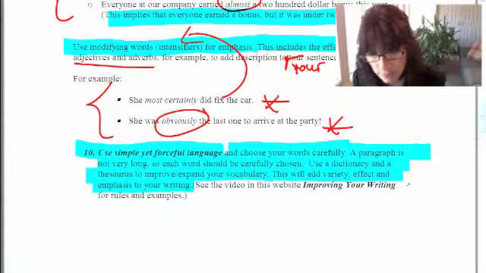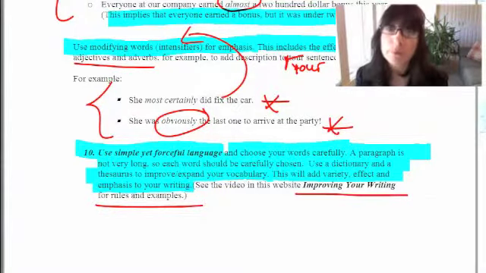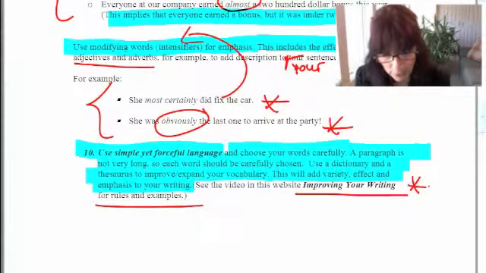And again, I've mentioned this earlier, that you should check out if you would like to improve your use of language.